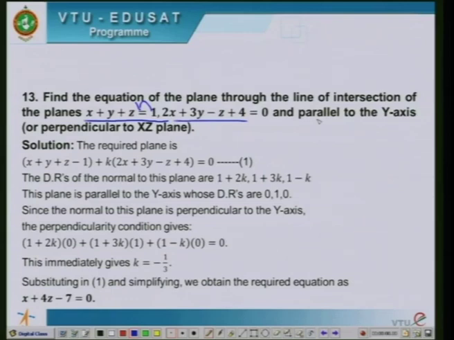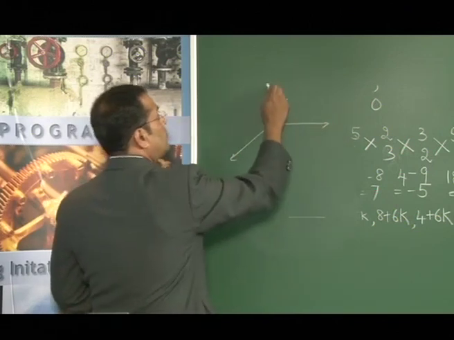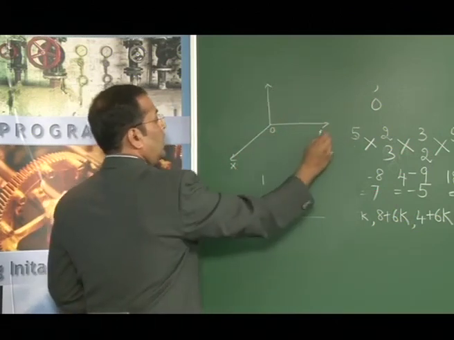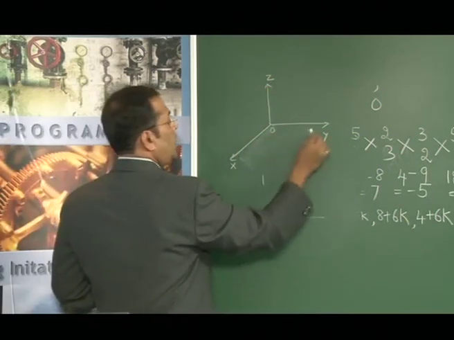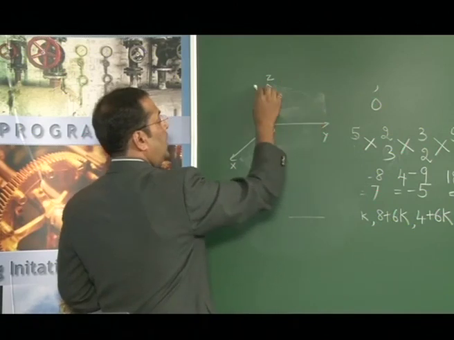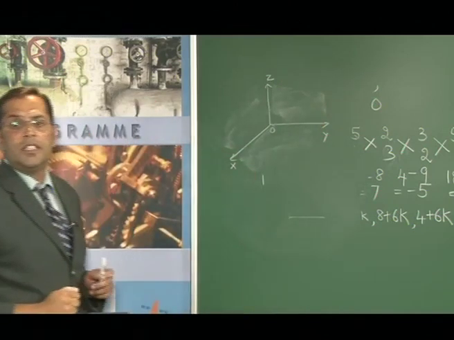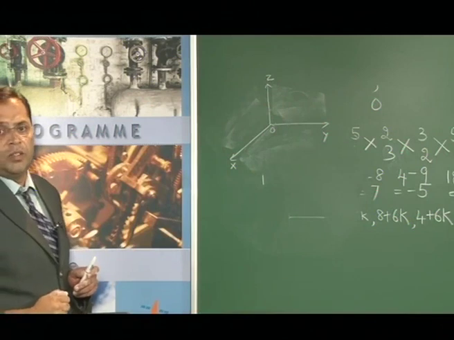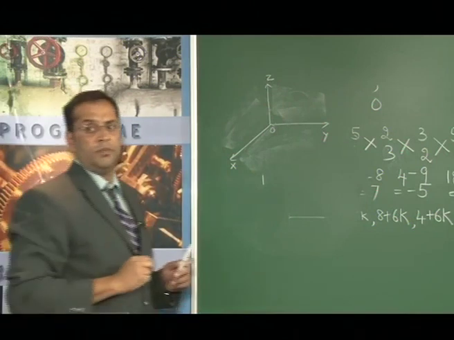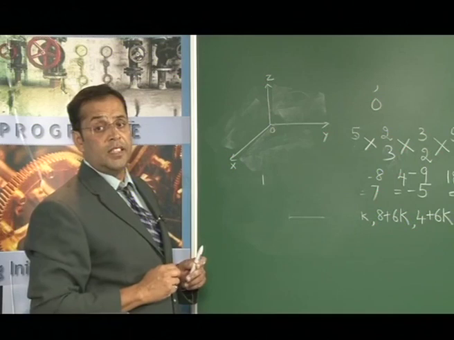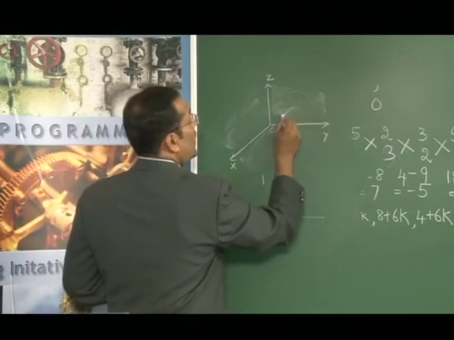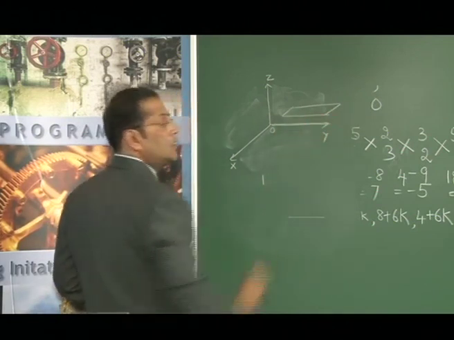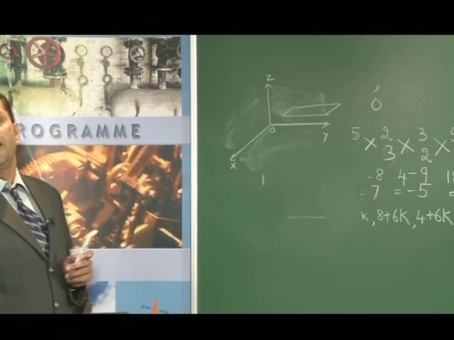My friends, what is the meaning of saying parallel to y axis? You know the three-dimensional system. These are the x, y, z axis. So, this is the x, y plane, this is the y, z plane and this is the x, z plane. So, I want the plane through the line of intersection of two planes and parallel to the y axis. So, what does it mean? The plane, this is the y axis, the plane is parallel to this, right? So, what is the geometrical aspect here?